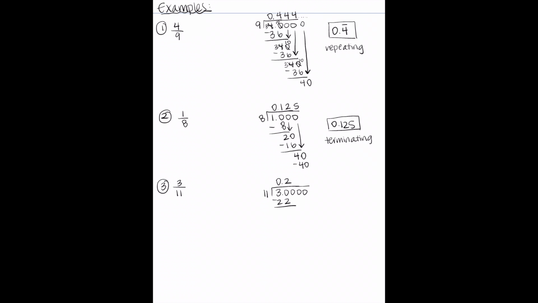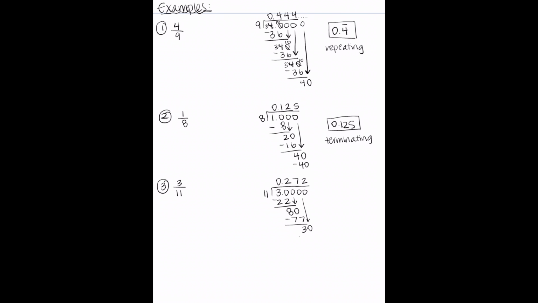11 goes into 30 twice, right? 11 times 2 is 22. 30 minus 22 gives us 8. We bring down the 0. 11 goes into 80 7 times. 7 times 11 is 77. 80 minus 77 is 3. We'll bring down another 0.